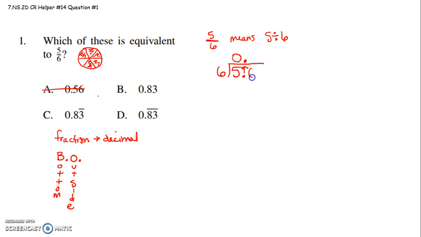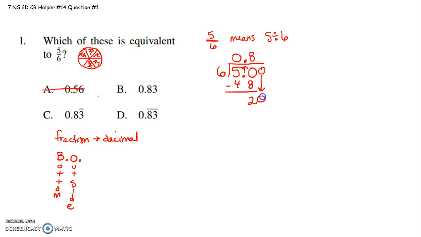So then you put a 0 after the decimal point on the inside, and you say, how many times does 6 go into 50? Once you've dragged up this decimal point, there's no more decimal points in our work. You just say, how many times does 6 go into 50? 6 goes into 50 8 times. 8 times 6 is 48. Subtract off, 50 minus 48 is 2.